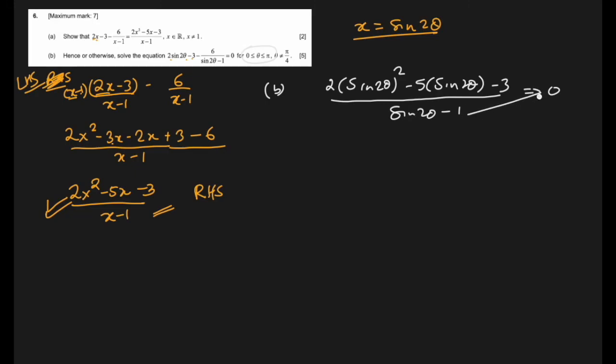This goes there and cross multiplies with 0, becomes 0. That means we don't have to bother about the denominator anymore. Just focus on the numerator. So it becomes 2 sine square 2 theta minus 5 sine 2 theta minus 3 is equal to 0. And we can use our calculator to get the values of sine 2 theta by using the equation function.